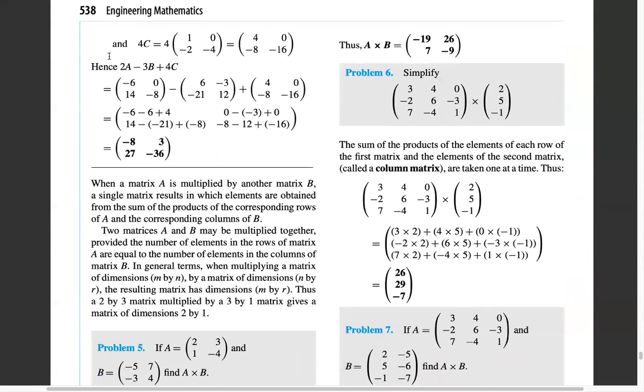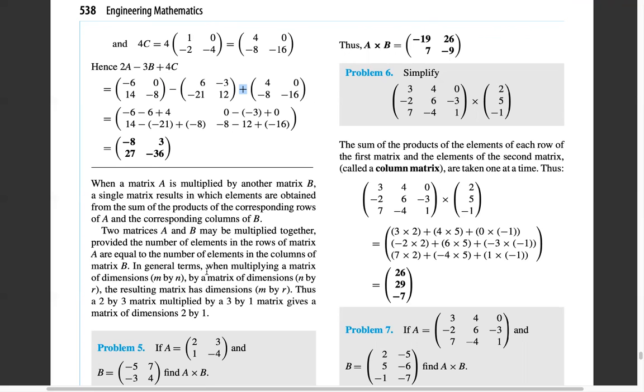Same thing for C. And then you just add up everything together because they wanted 2a minus 3b plus 4c. So you take two matrices at a time, you subtract these two, then you add these. The order is not important, right? Matrix addition and subtraction is associative, right? And commutative. It doesn't matter the order you do it.